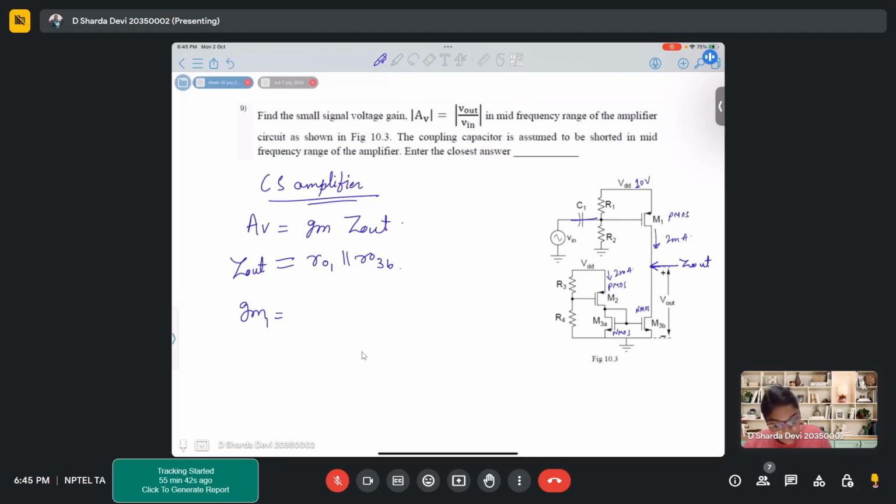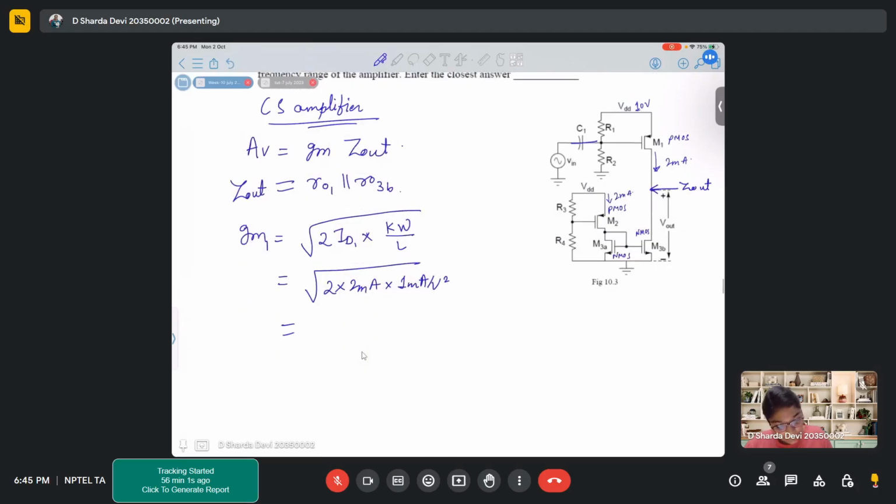So GM1 is root over 2 times ID1 into K W by L, which is equal to root of 2 milliamperes into 1 milliampere per volt square. So that is 2 millisiemens. This is GM1.